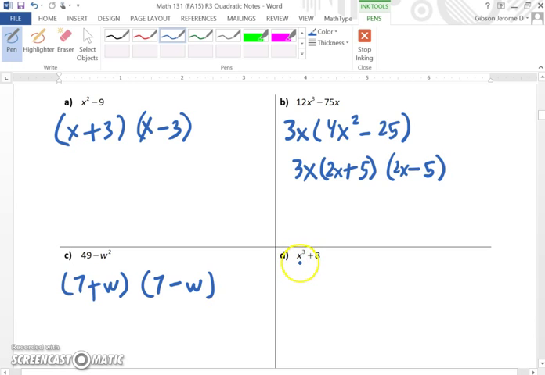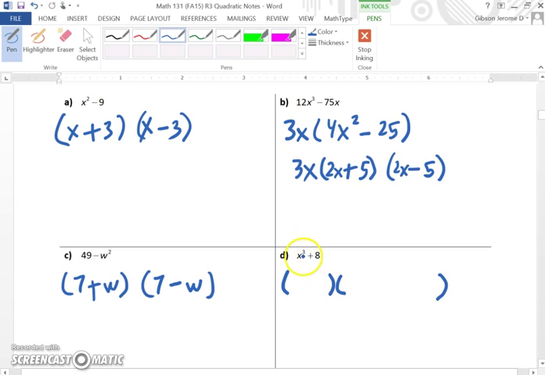Now, we have the addition of two cubes. We have x cubed and 8. Now, everyone knows that 8 is a perfect cube, correct? And the reason why it's a perfect cube is because we know 2 times 2 times 2 will give you 8. Okay, so now, we need to do the pattern for the addition of two cubes. So this is what happens. You have one parenthesis that will hold 2 terms, and then one parenthesis that will hold 3 terms.